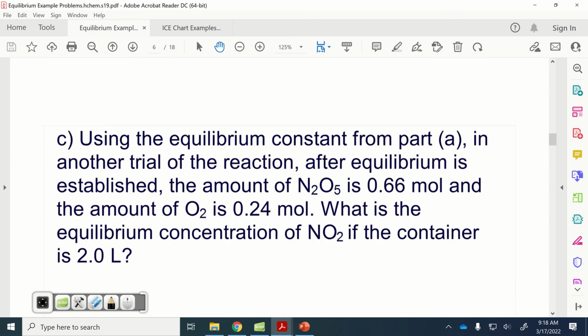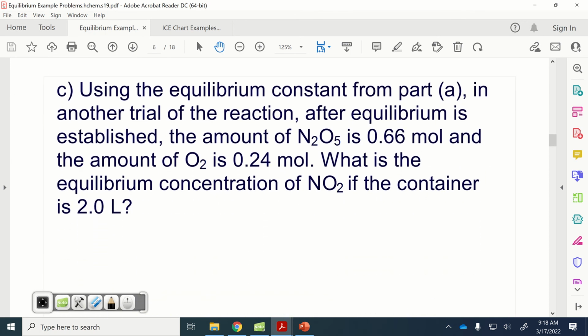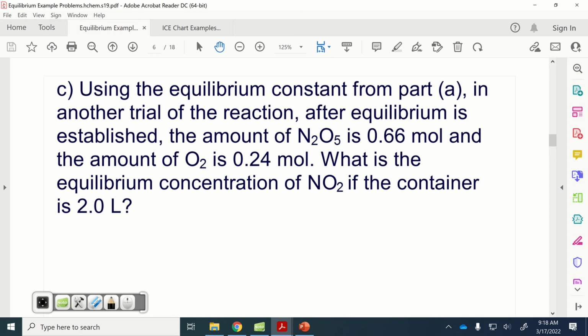So I think there's one down here I was interested in. All right. In another trial reaction, after equilibrium is established, the amount of N2O5 is 0.66 moles and the amount of O2 is 0.24 moles. What is the equilibrium concentration of NO2 if the container is 2 liters?